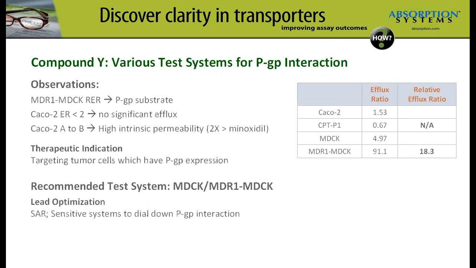This is another case study with a sponsored test compound. It again shows high efflux ratios in the MDR1-MDCK over MDCK cell systems. It didn't show an efflux ratio greater than 2 in either Caco2 or CPT-P1 cells. Therefore, the compound is not classified as a PGP substrate if using Caco2 cells.